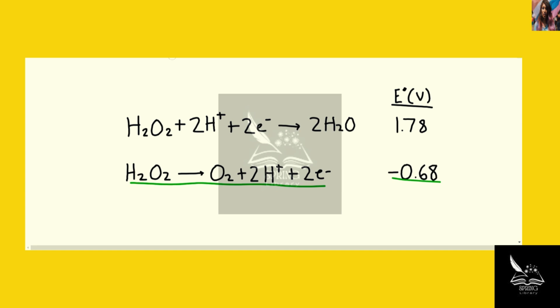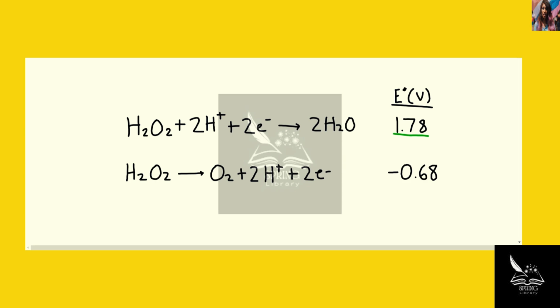The negative value of 0.68 comes from the fact that we reversed this reduction reaction to give us the oxidation of hydrogen peroxide. And so the negative just corresponds to the oxidation potential of hydrogen peroxide rather than the reduction potential of positive 0.68 for O2 gas. And so we can just compare the magnitudes of each one of these.